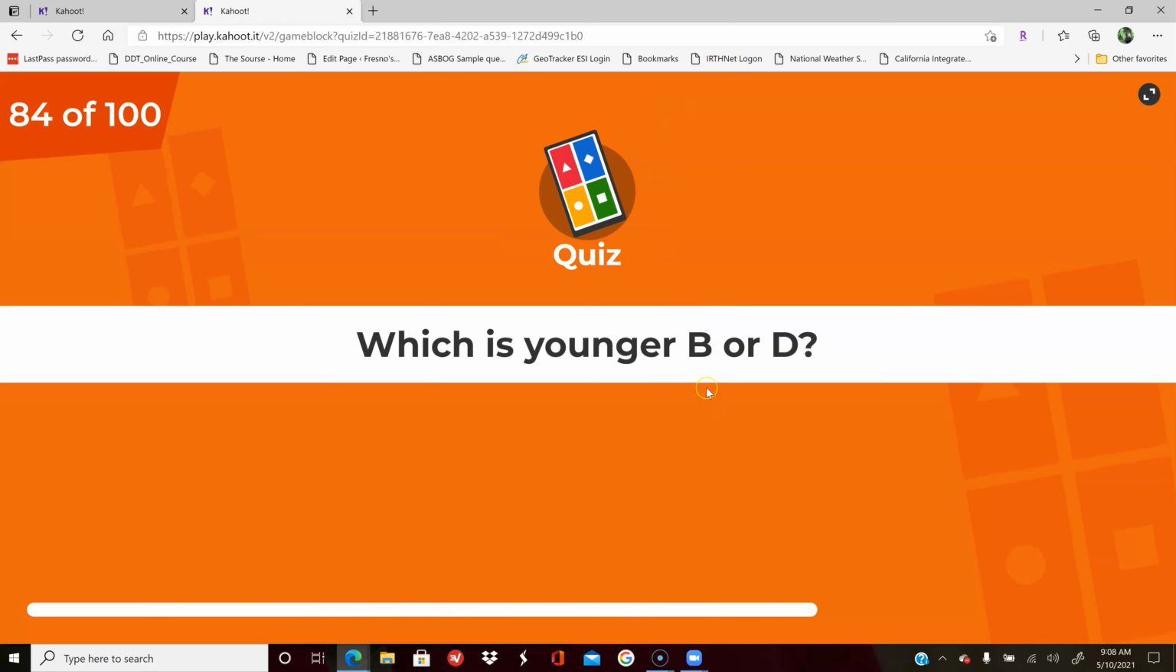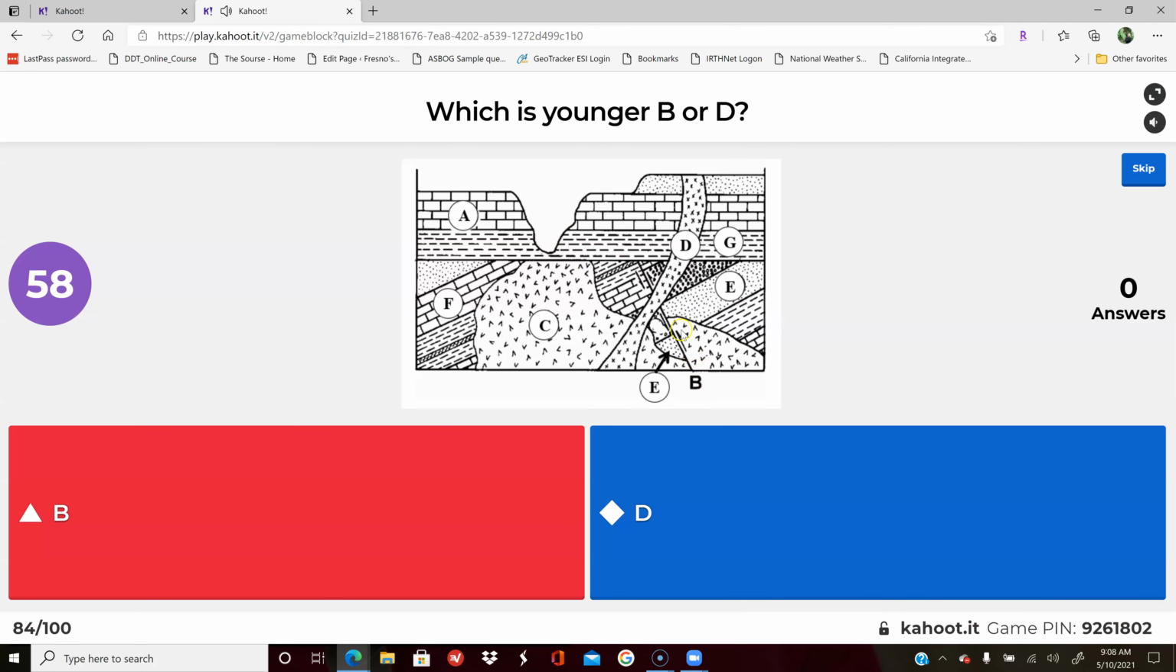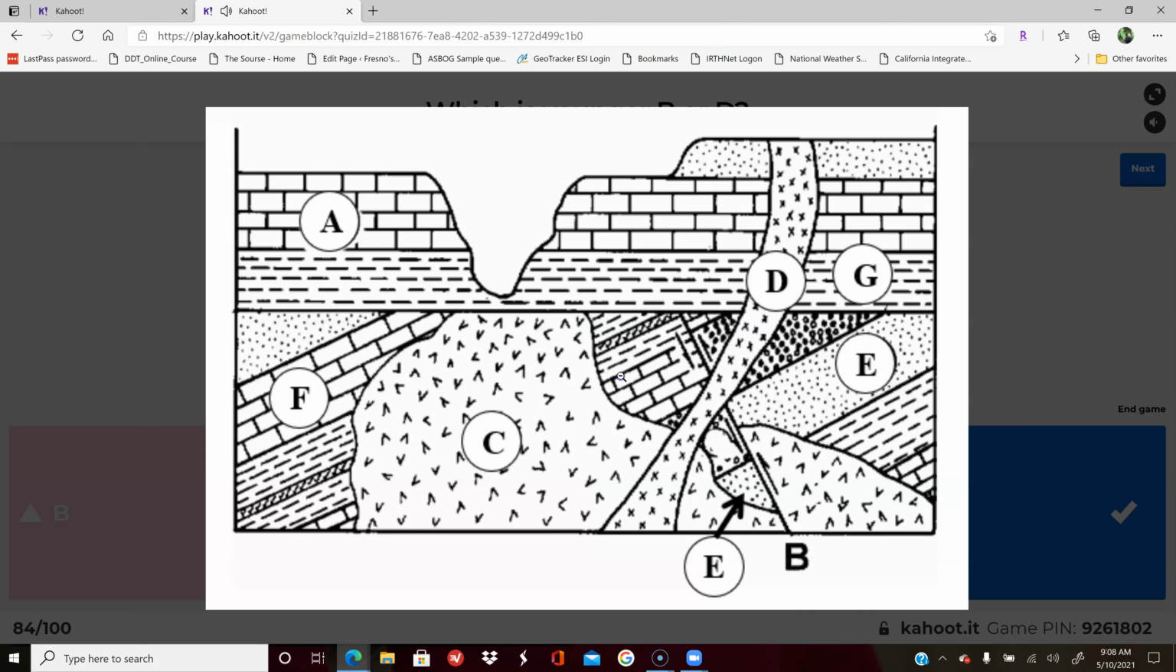Which is younger, B or D? Here we've got B is this fault, and D is this intruding pluton. So B or D is younger. So D is younger. So you see how D comes and crosses over B. This is the cross-cutting relationship. B is underneath and is not affecting D, so D must be younger than B.